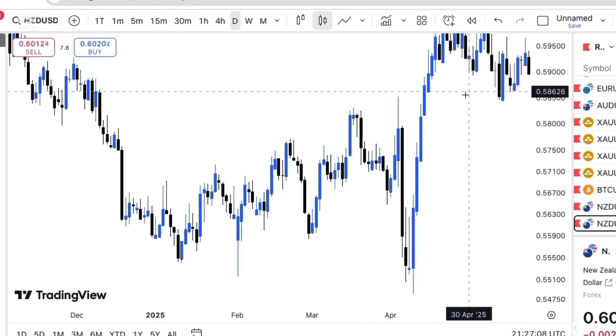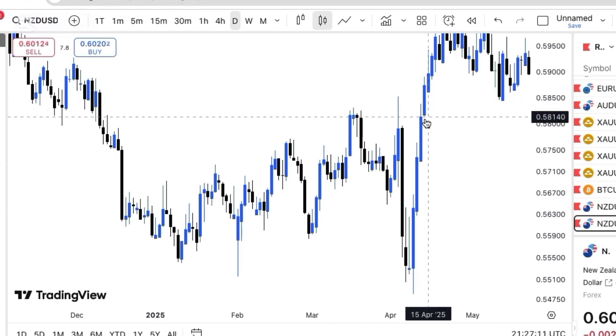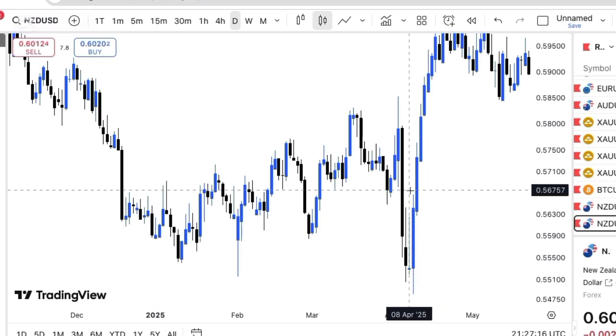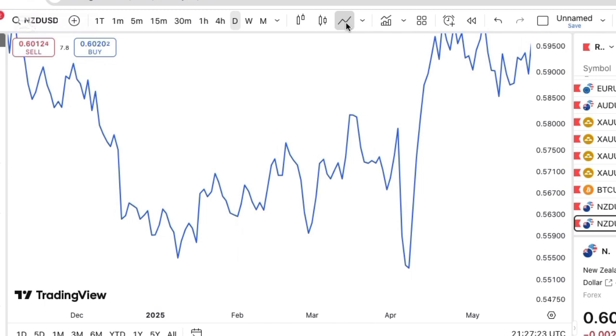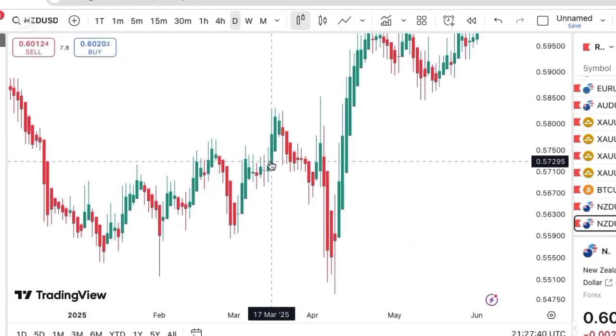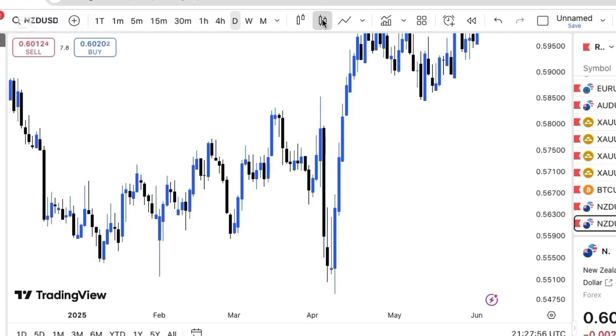Now we have different types of charts. As you can see on my screen right now, this is called the candlestick. These are candlesticks. And the next one is the line charts. These are line charts. You can see it's in line form. And the next one that I will show you is also the candlestick, but a different kind of candlestick. These are called Heikin Ashi candlesticks. Amongst the three, this particular candlestick is most popular.